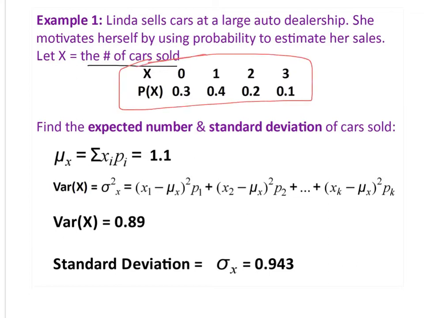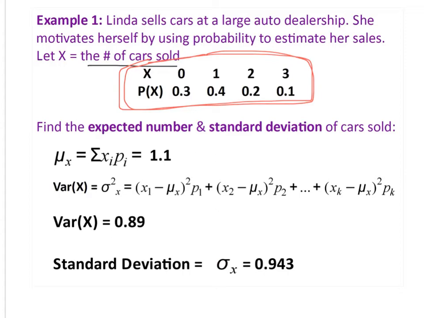This probability distribution has all of the x's, our discrete random variables, or my x's are my countable outcomes, and then they match up with their probability, or p of x. So last video we found the expected number and standard deviation of this probability distribution. We got the expected value to be 1.1 cars. The variance, we used this really long formula and got the variance to be 0.89. When I took the square root of that, I got my standard deviation of 0.943.